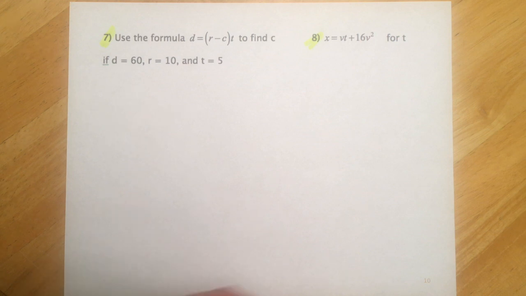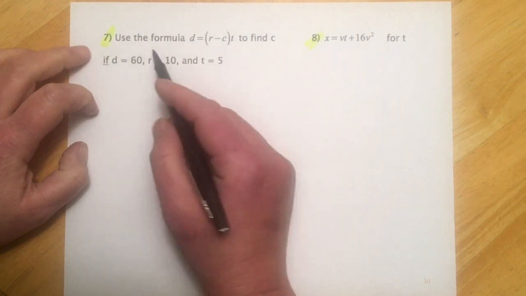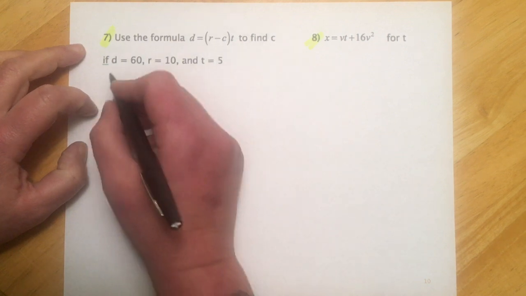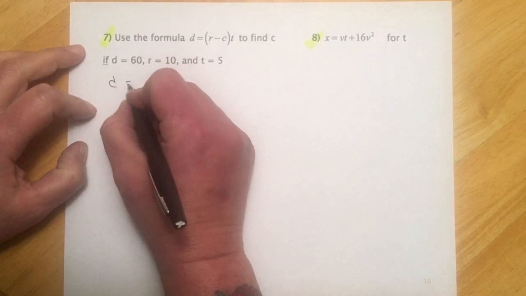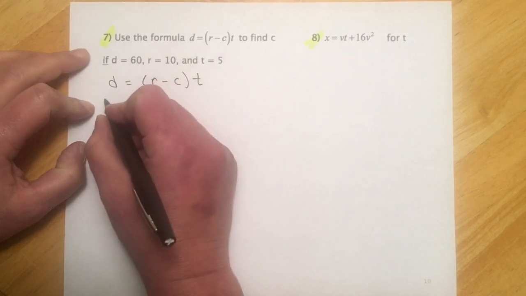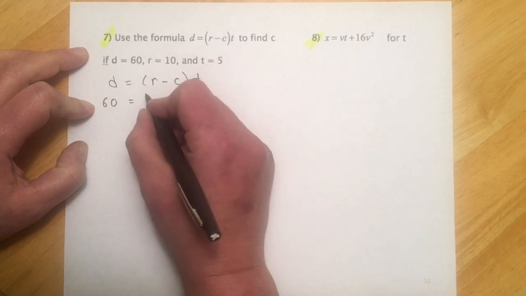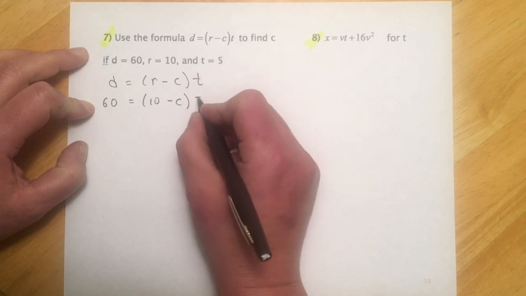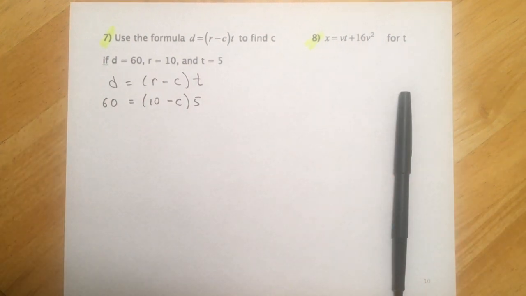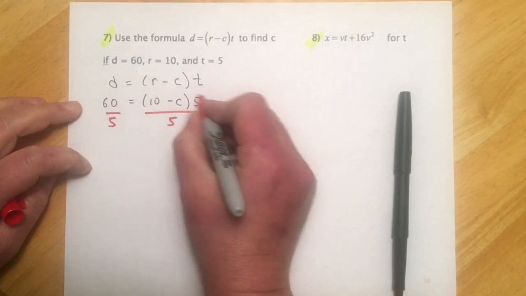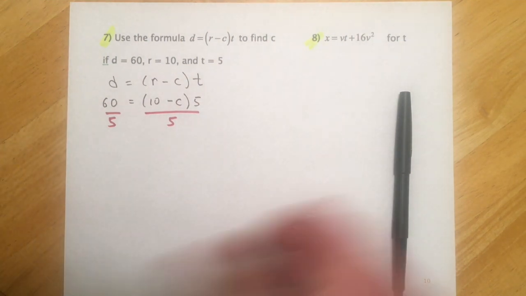So these last 4 examples are ones that if you're in a lecture class, I would have you try. So this kind of matches up with the formula, the first one I did. So we're given a formula and some values and asked to find c. So this is d equals r minus c times t. And d is 60, so we'll put that right there. R is 10. C is what we're trying to figure out, so we'll do that. And t is 5. So I can either distribute the 5 or divide. I think I'm going to divide, but totally right to distribute also. Gets you the same spot.